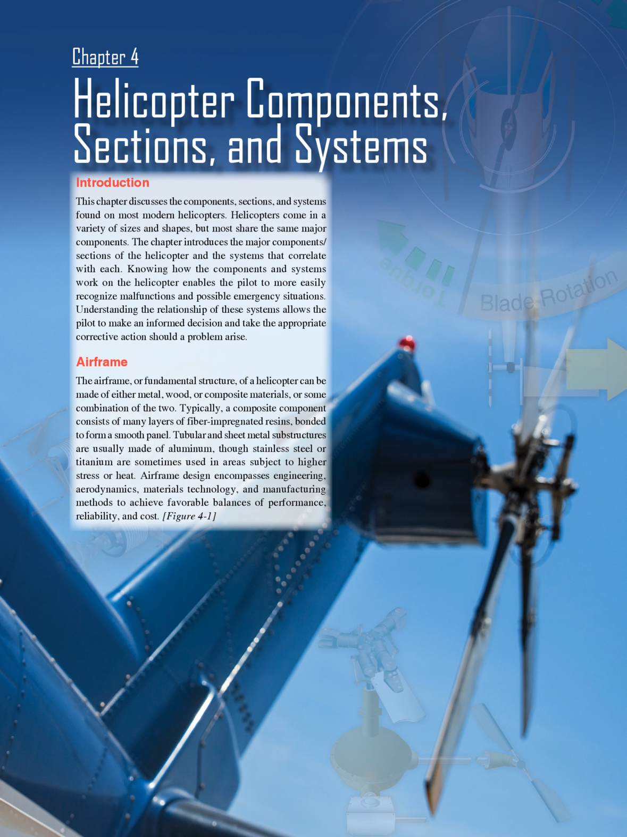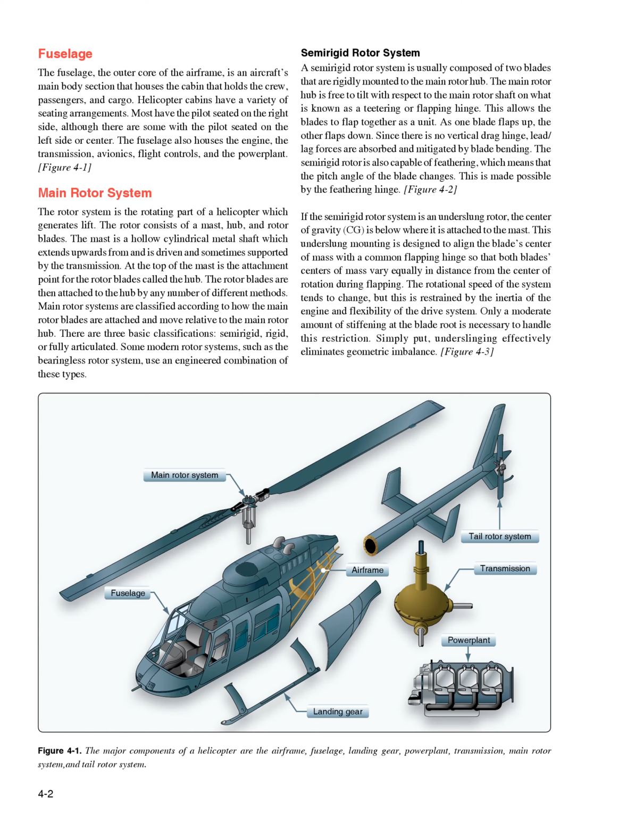Figure 4.1. Fuselage. The fuselage, the outer core of the airframe, is an aircraft's main body section that houses the cabin that holds the crew, passengers, and cargo. Helicopter cabins have a variety of seating arrangements. Most have the pilot seated on the right side, although there are some with the pilot seated on the left side or center. The fuselage also houses the engine, the transmission, avionics, flight controls, and the power plant.